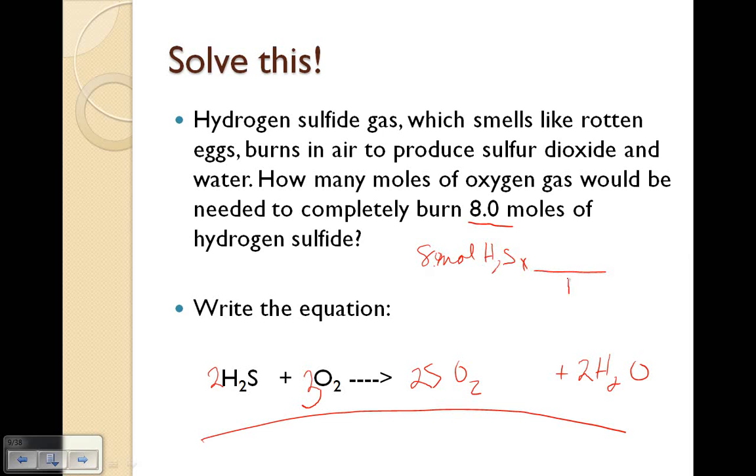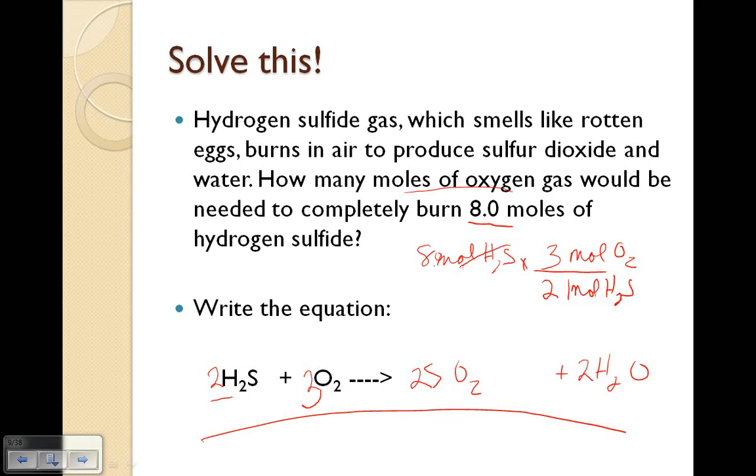And then I need the ratio. I always need the same units down here, so I'm going to put moles of hydrogen sulfide, and I'm trying to get to moles of oxygen. I get my mole numbers right from the equation. So moles of hydrogen sulfide is 2. Moles of oxygen is 3.